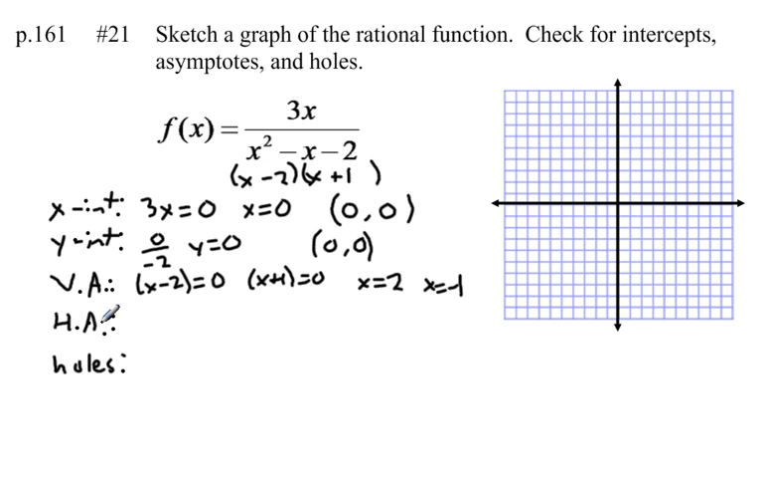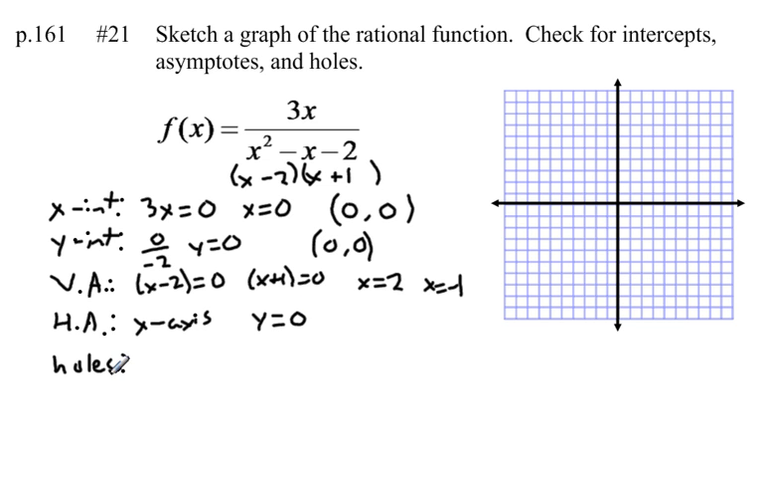Okay, horizontal asymptotes. To find horizontal asymptotes, I use those rules. The rules tell me that if my greatest power on top is less than my greatest power on bottom, like in this case x to the first is less than x to the second, then my horizontal asymptote is at the x-axis. I can write it that way, or I can write the line y equals 0.